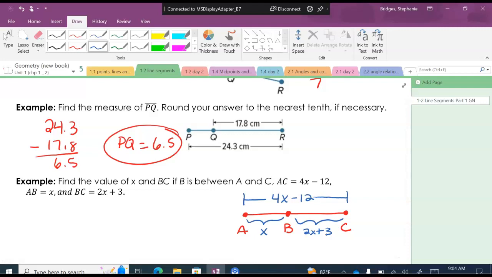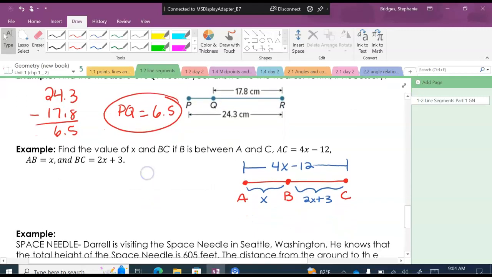No, because we don't know that B is in the middle. We just know it's in between. What was the second thing you just said? We're going to have to get to some like terms in a minute. Okay, what are my two small segments? AB and BC, right? What is the length of AB? What did we call it?